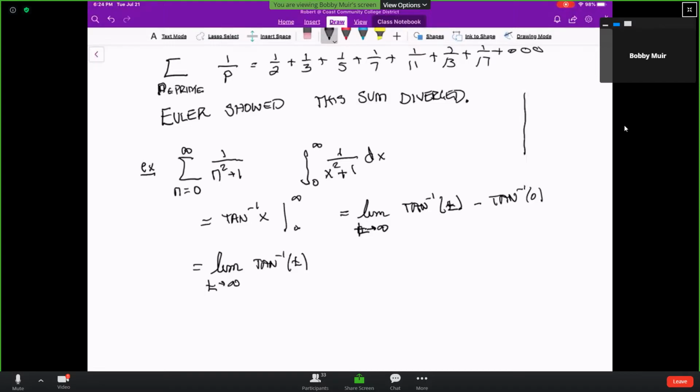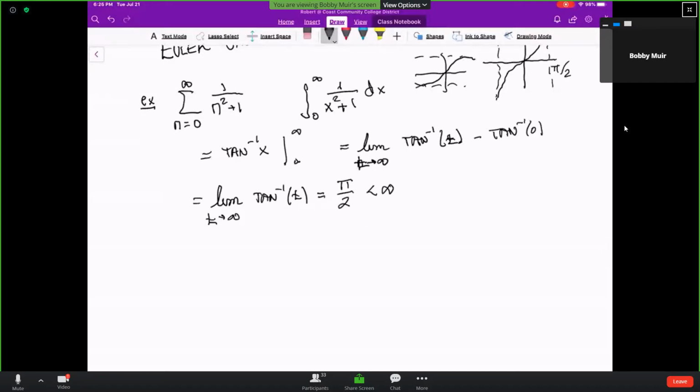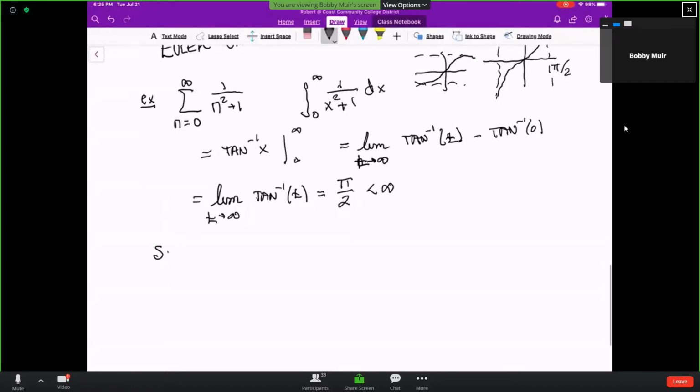So if you guys remember what tangent looks like, it has an asymptote here and here, and this is at pi over 2, and the graph goes like this. So the tan inverse graph is going to have asymptotes like this, and it's going to go like that. So as t goes to infinity, tan inverse of t is trying to go to pi over 2, which converged. So due to the integral test, this sum, 0 to infinity, 1 over n squared plus 1, converges.